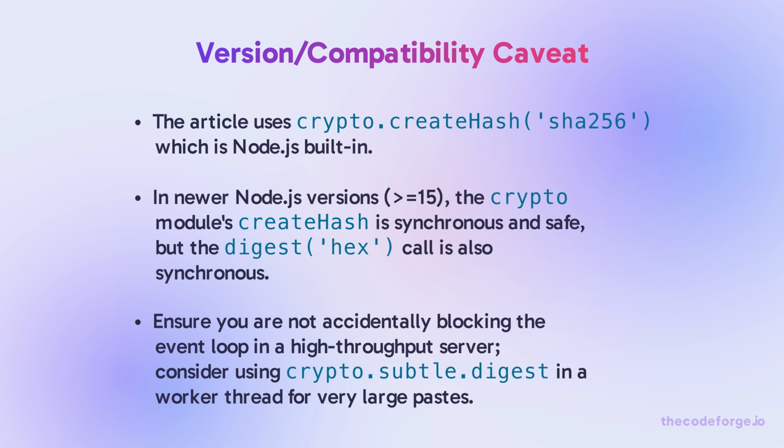The article uses crypto create hash SHA-256, which is Node.js built-in. In newer Node.js versions, 15 or greater, the crypto module's create hash is synchronous and safe, but the digest hex call is also synchronous. Ensure you are not accidentally blocking the event loop in a high-throughput server. Consider using crypto-subtle digest in a worker thread for very large pastes.